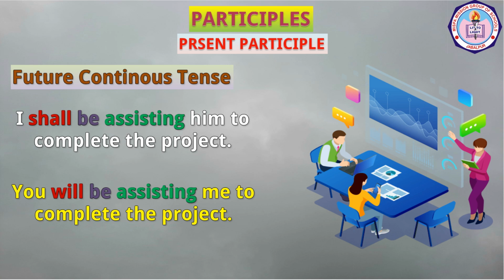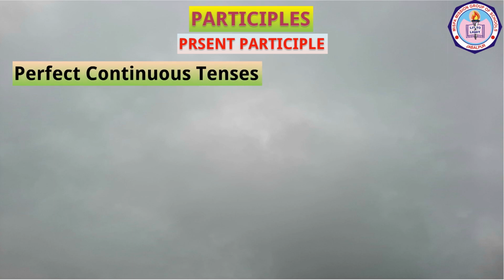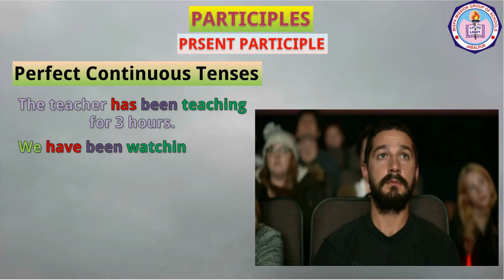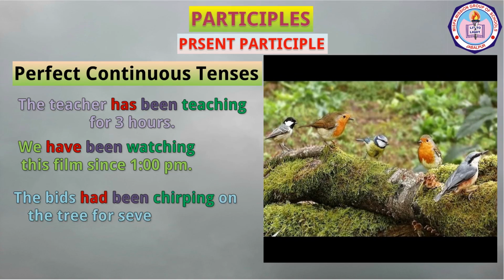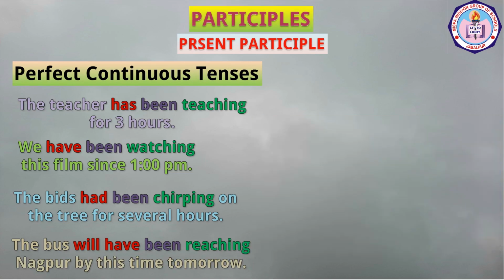It is a bare infinitive. In the same manner, we use the non-finite verb present participle in all the three perfect continuous tenses also. For example, the teacher has been teaching for 3 hours. We have been watching this film since 1 p.m. The birds had been chirping on the tree for several hours. The bus will have been reaching Nagpur by this time tomorrow. In these sentences, teaching, watching, chirping and reaching are non-finite verbs. They are present participles and can be used anywhere without being limited to any tense, subject, person or number.